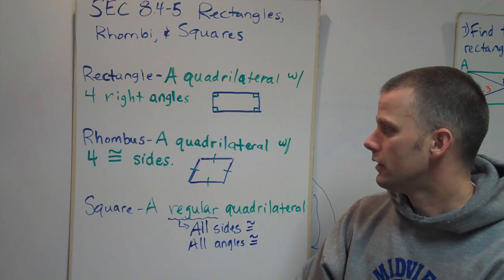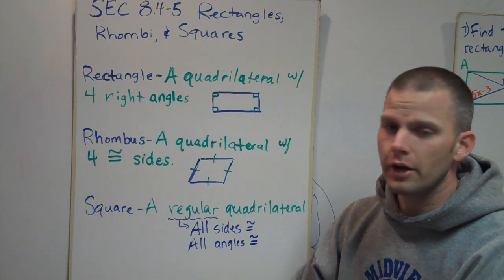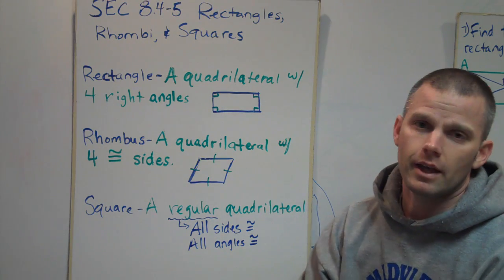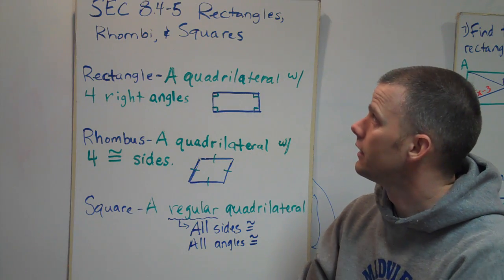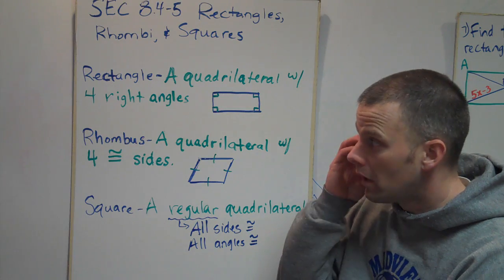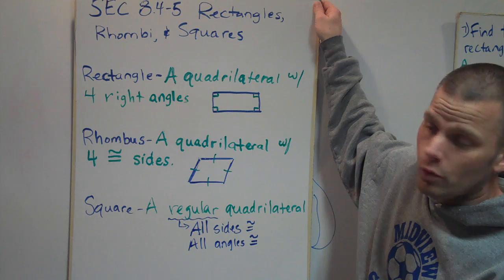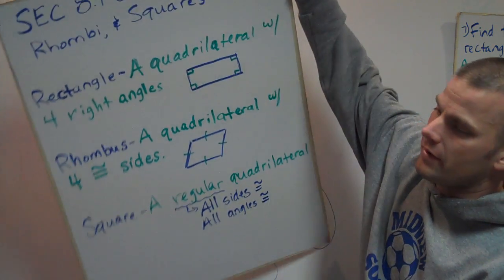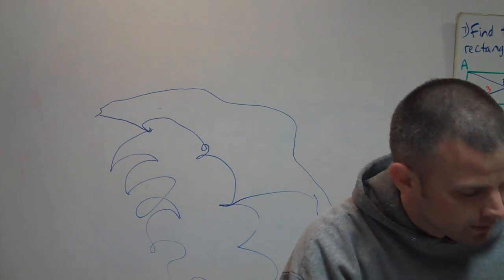And then finally, the square, which obviously you're probably really familiar with. It's a regular quadrilateral. Remember, regular means that all sides are congruent and that all angles are congruent. And so those are the 3 different types of quadrilaterals that we'll be studying in this section. At this point, we'll start to talk about some of the properties of the rectangle, the rhombus, and the square. And I've got them set up in a little bit of a table format.